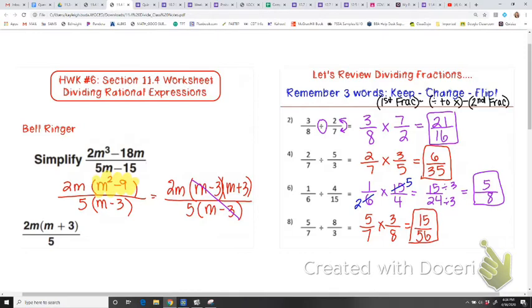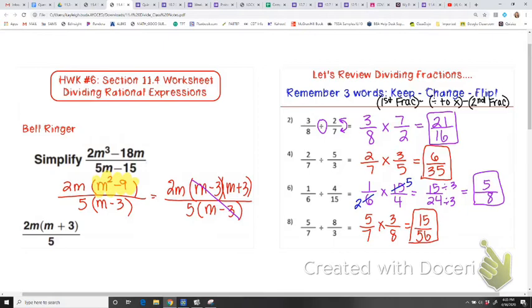So you can look at the numerator, 2m cubed minus 18m. There's a GCF there of a 2m that comes out. So that turns into 2m in parentheses m squared minus 9. The bottom, 5m minus 15, also has a GCF of 5. So you can bring that in the front with an m minus 3 left.